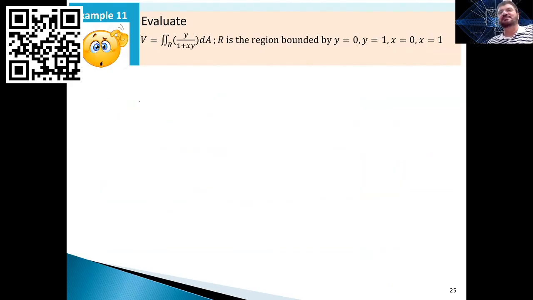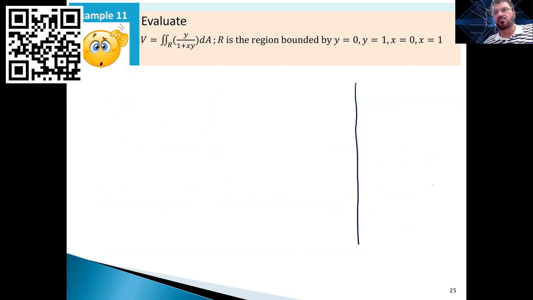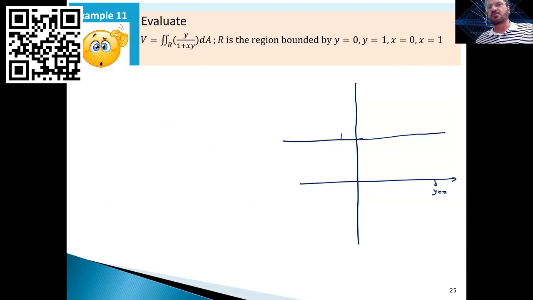All right, let's do this one, guys. Integrate this one where R is the region bounded by this one. So let's graph that thing here. y equal to 0 is, as we know, the x-axis. So this one is y equal to 0. y equal to 1, let's say here is 1. So this is y equal to 1. x equals 0. This one is x equals 0. x equal to 1. This one is x equal to 1.